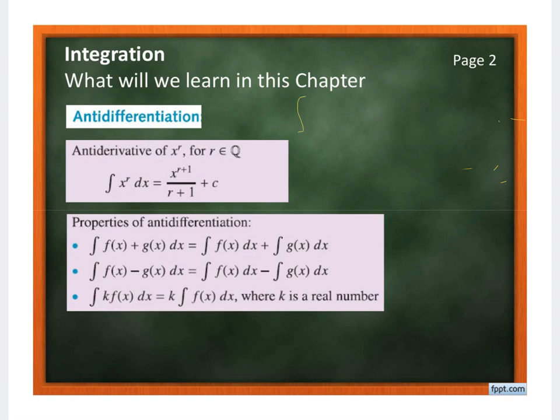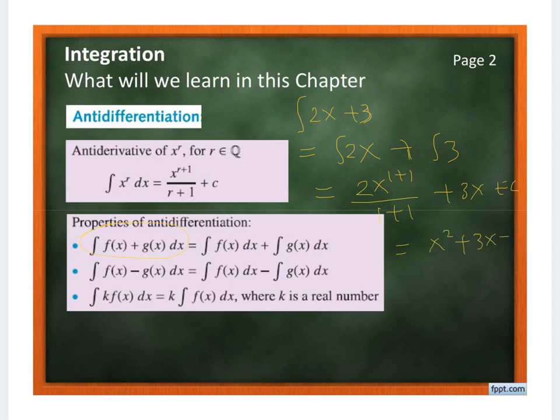For the antiderivative of 2x plus 3, we use this formula. So equals the antiderivative of 2x plus the antiderivative of 3, so equals 2x to the 1 plus 1 over 1 plus 1, plus 3x plus c, so equals x squared plus 3x plus c.